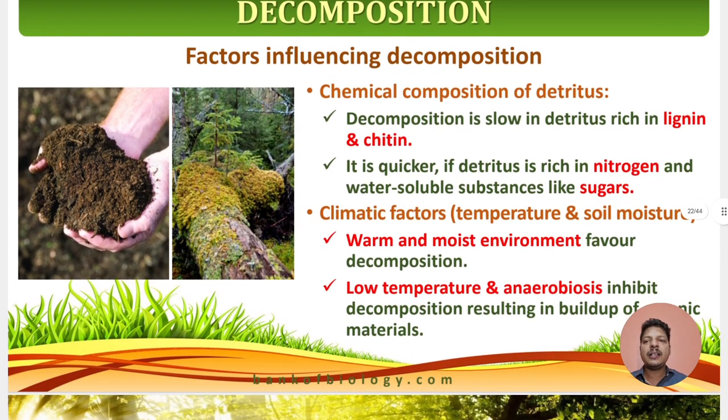Next, factors influencing decomposition. What are the factors? First of all, the chemical composition of detritus. Decomposition is slow in detritus which is rich in lignin and chitin. It is quicker if detritus is rich in nitrogen and water soluble substances like sugars.